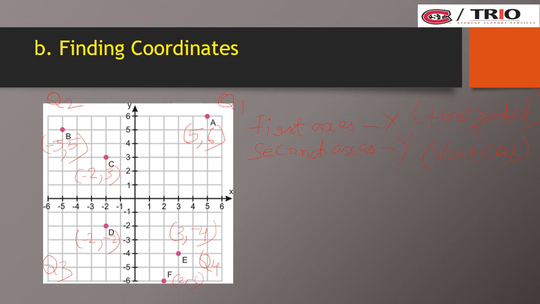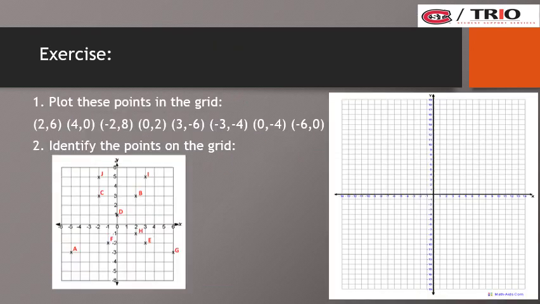This is how we find the coordinates of the points given on the graph. Moving to the next slide. In this slide, let's work on two questions on the topics we have seen. The first one is to plot points on the grid. We have been given a few points and we are supposed to plot them. The second one is to identify points on the grid. There are a few points and we are supposed to mark the coordinates for them.